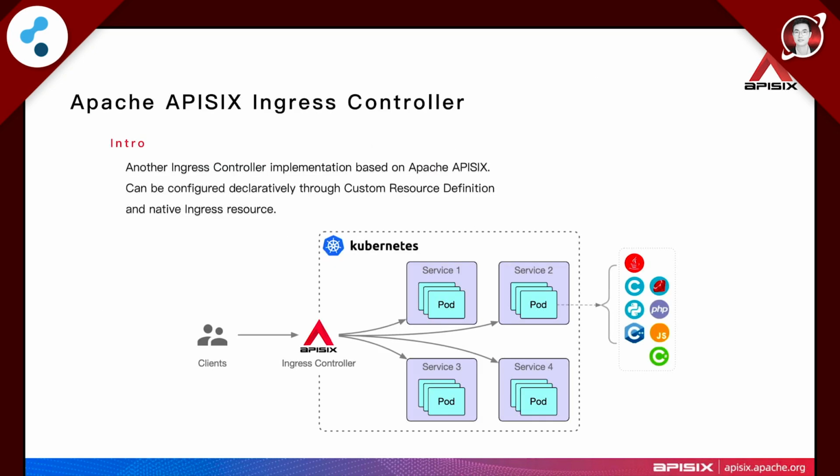So what is Apache APISIX Ingress controller? It is another Ingress controller implementation based on Apache APISIX. It supports declarative configuration, which can be configured through native Ingress resources or through custom resource definitions. We call it CRD. This picture tells us that the Apache APISIX Ingress controller is usually deployed at the edge of the cluster, serving as the cluster entry and forwarding business requests to the services.